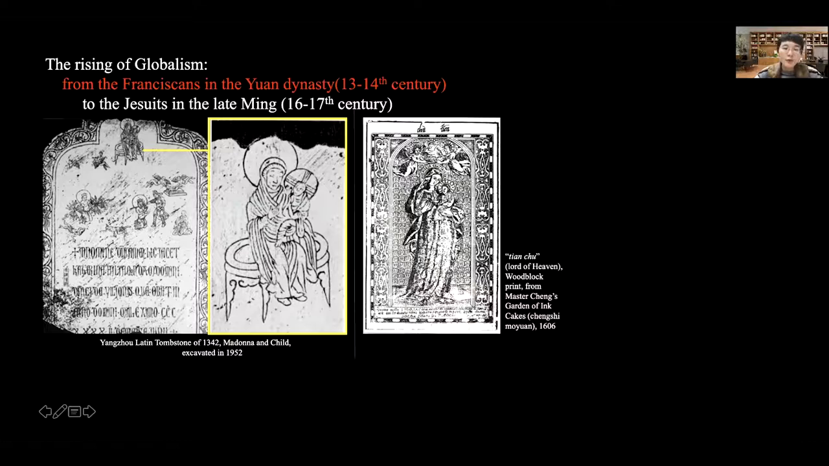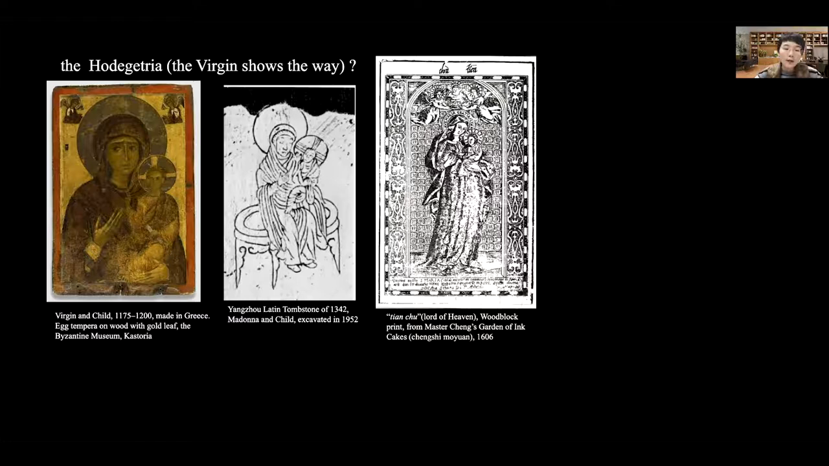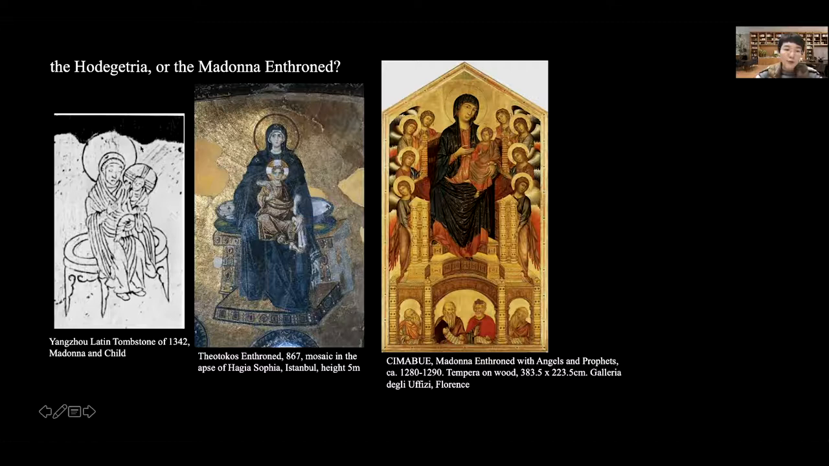So from the Madonna's finger and hand positions, some scholars believe that both the Yuan and Ming Madonnas are copies of the icon of this hegemon Madonna, the Virgin showing the way. But some other scholars argue that this Yuan Madonna should be a copy of this Madonna enthroned, a subject popular in the Middle Ages.